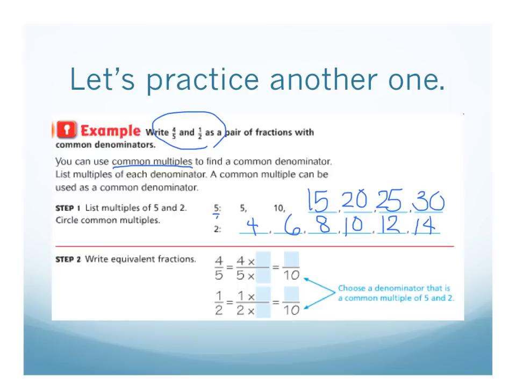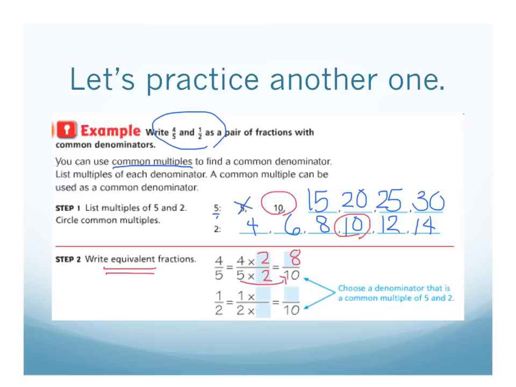Now, when I look at my problem, I'm going to look for a common multiple. 5 won't work. 10, Shazam, I have 10. So now I've got a common multiple and I can write equivalent fractions. This is easy peasy lemon squeezy once I figure it out. I know that whatever I do to the numerator, I have to do to the denominator. So I'm going to multiply 5 times 2 equals 10. So I have to multiply 4 times 2 as well to get 8.